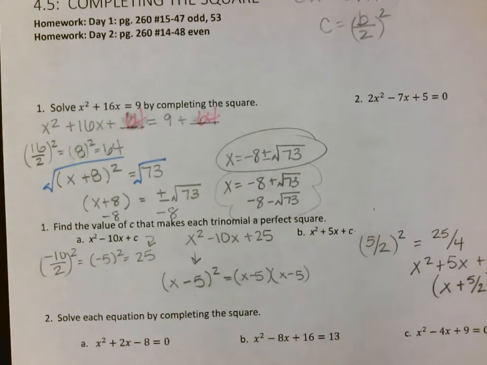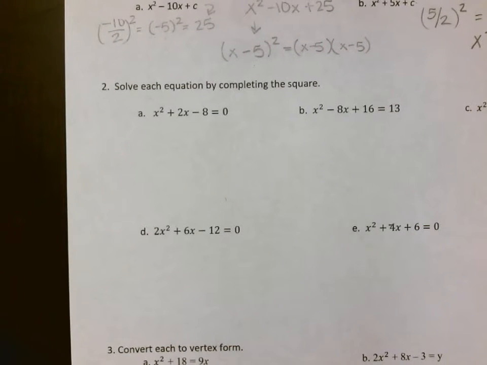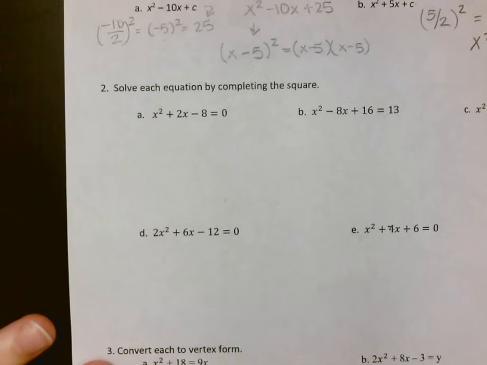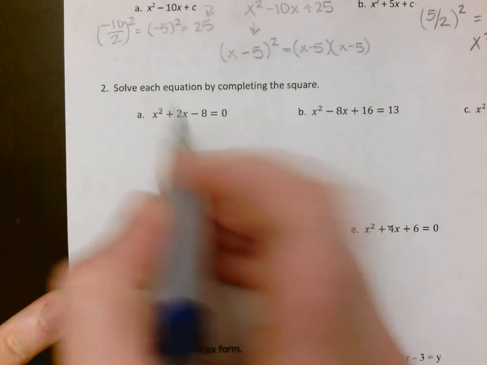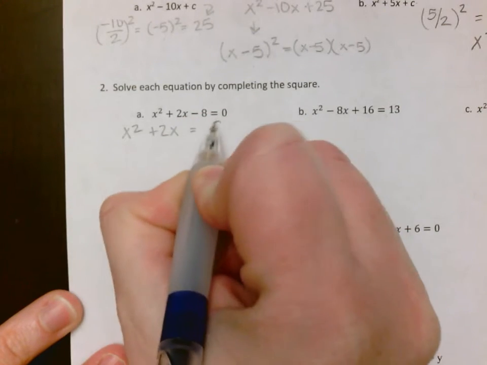We'll come back to number 2 here in a minute. What we're going to do is jump to A, B, C, and E. Then we'll talk about solving with a equaling 2, and then we'll talk about writing in vertex form for everything. So, this equation here, add 8 over, so you get x squared plus 2x equals 8.